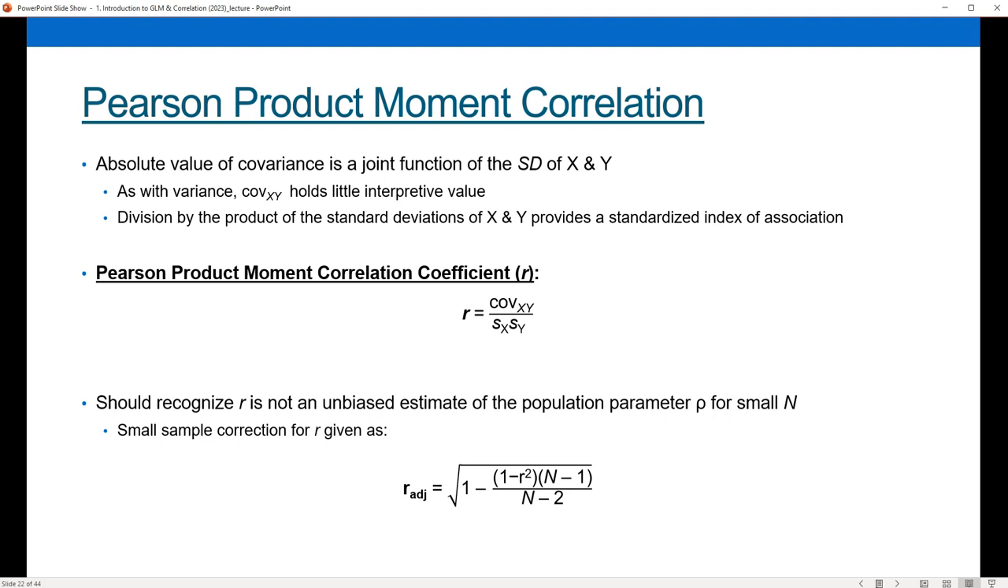So if we're concerned about overestimating that population value and we have a very small sample, we can run an adjustment. And so again, we have the formula down here. Adjusted R is just taking our correlation that we estimated and running it through this correction factor. What will happen is this will turn into an increasingly small correction as your sample size increases.